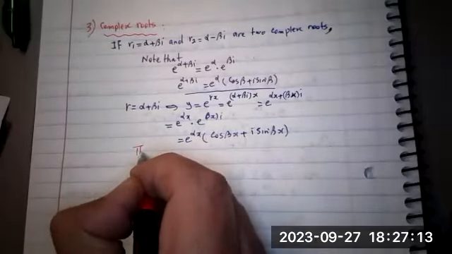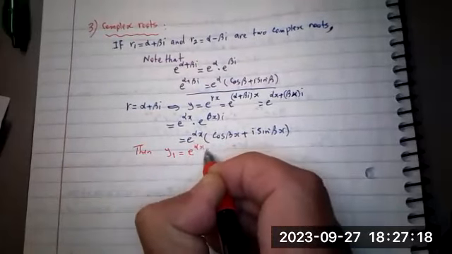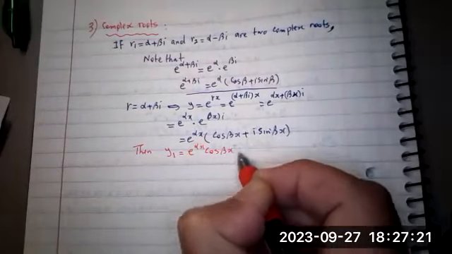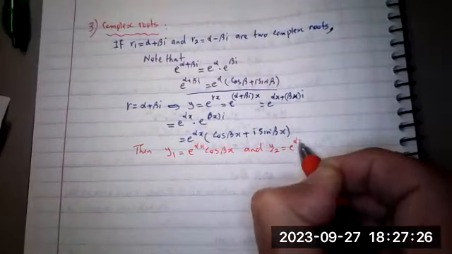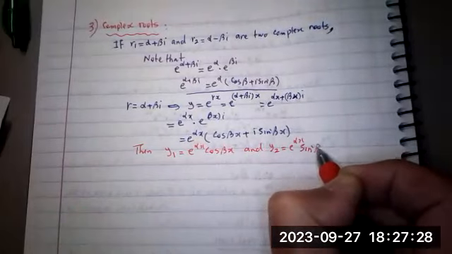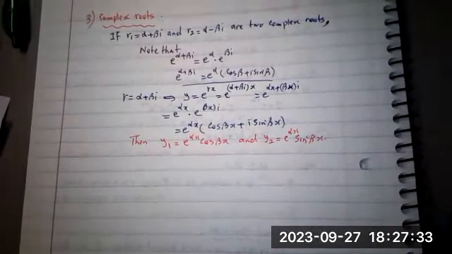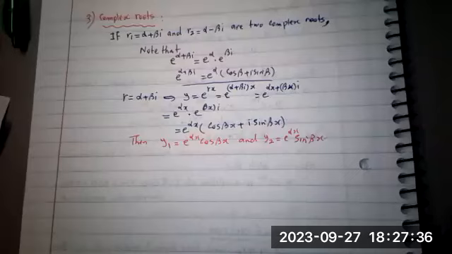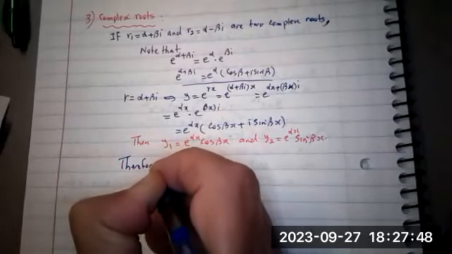Then we're going to have y1 equal to e to the alpha x cosine of beta x, one solution. And y2 is going to be e to the alpha x sine of beta x. You don't have to repeat it with alpha minus beta i because they're all the same. And when you bring the constant, there is no difference between alpha plus beta i or alpha minus beta i. Therefore, this is going to be the final general solution.